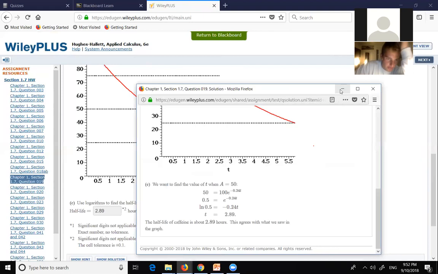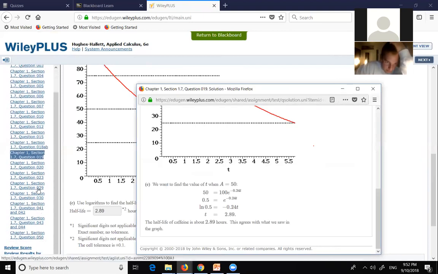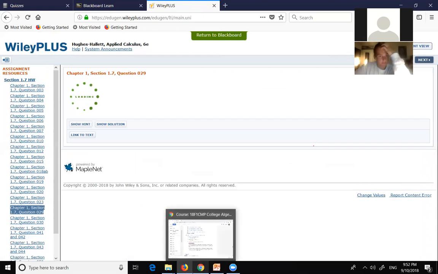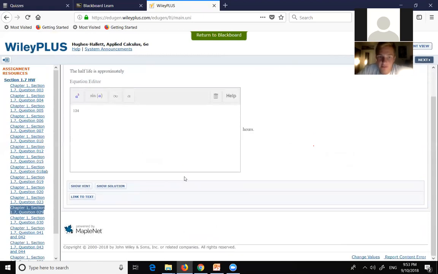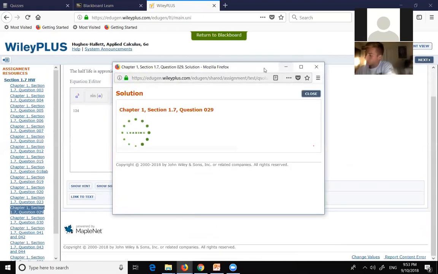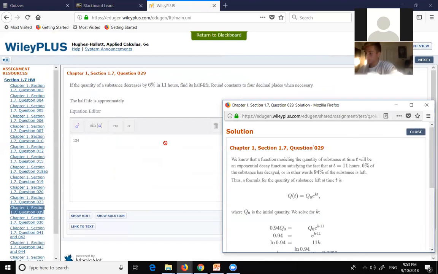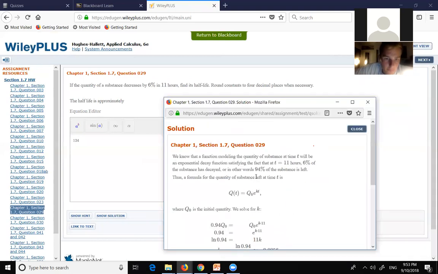And then the next one is 1.7, number 29. Okay, here. So this is another half-life one, I guess. They said that if the quantity of a substance decreases by 6% in 11 hours, find the half-life. Okay, so you know that the equation for the exponential function is Q of t equals the initial value times e to the kt.